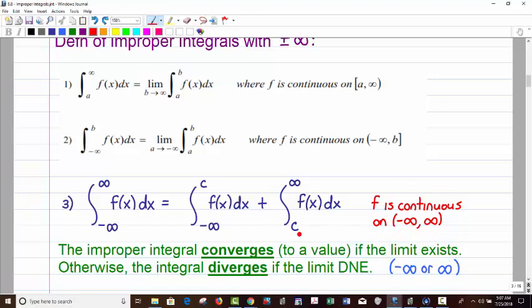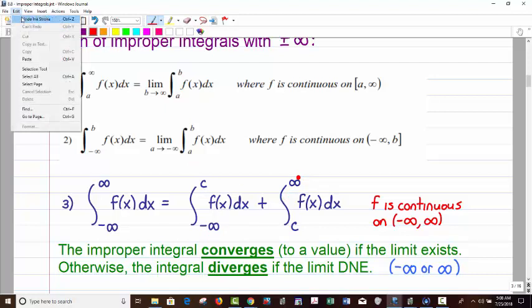Now, most people for this value of C would use 0, but maybe there might be some instance where somebody might not want to. But I don't want to just say 0 there because that would be wrong. Technically, it could be any real number. But I would do it as negative infinity to 0, and then 0 to infinity, and then add the two results together if they converge.